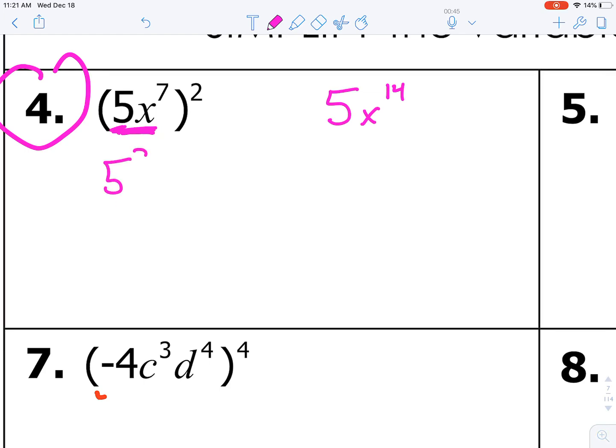So another way to write this is like, when I distribute the 2, everything gets squared.